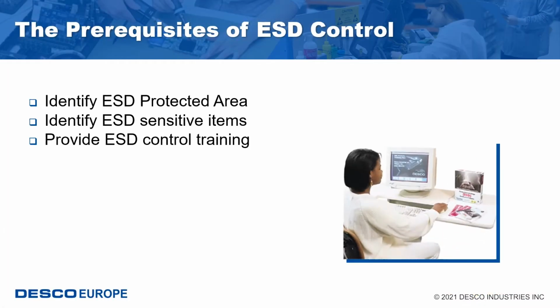Now we've identified what ESD is and the harmful effects it can have in modern manufacturing, we need to look at ways to overcome the problem caused by ESD. The prerequisites of ESD control are to identify the ESD protected area where you'll be handling sensitive items, identify what those sensitive items are, and provide ESD control training for all new starters and provide refresher training at least every 12 months.